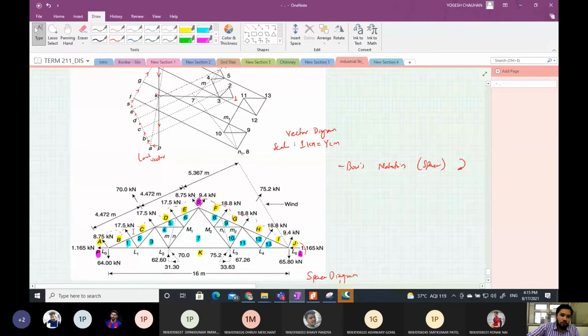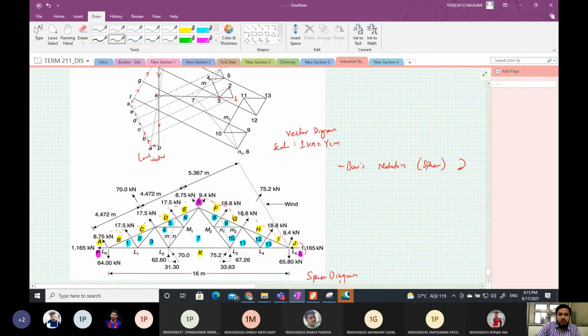So what we can do now, we draw 1, 2 parallel to this 1, 2. So draw a line parallel to this 1, 2 that will intersect C at 2. So you will get this point 2. Then draw a line parallel to 2, 3 that will intersect K at 3. So you will get this point 3.